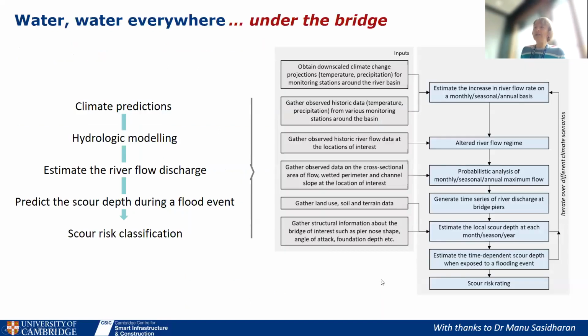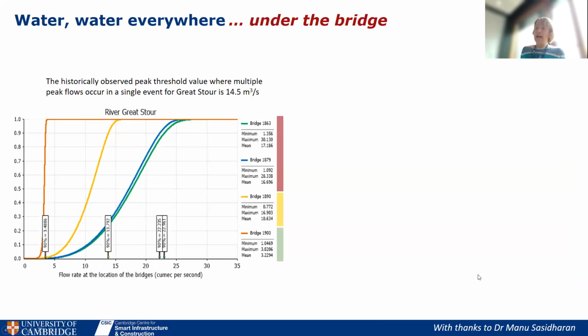So we have to think about actually how do we understand how resilient our bridges are to these future climate impacts. So that involves climate predictions, it involves hydrologic modelling, estimating the river flow in different scenarios, and then predicting the scour depth for that river flow and categorising the scour risk. And here we've got an image that shows you the predicted peak flow for the River Great Stour at 4 different locations where there are 4 different bridges. And those peak flows are everything from about 3.5 cubic metres per second all the way up to about 23 cubic metres per second.